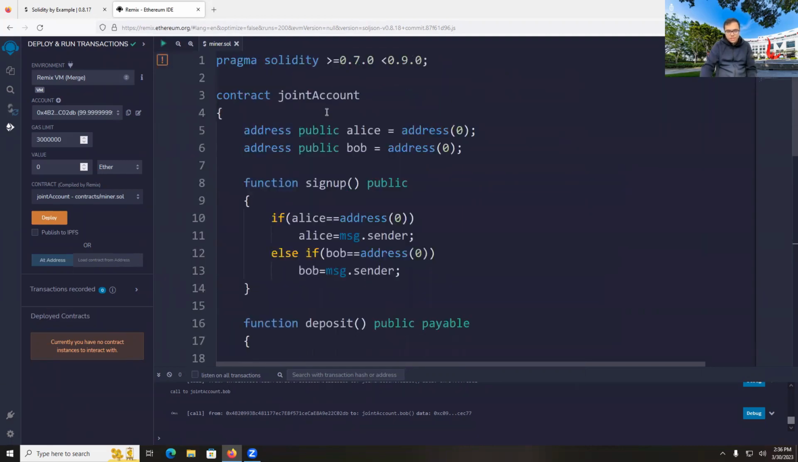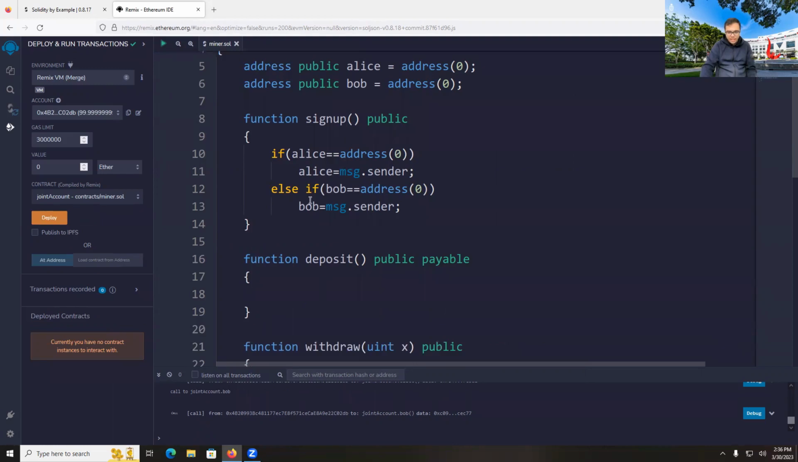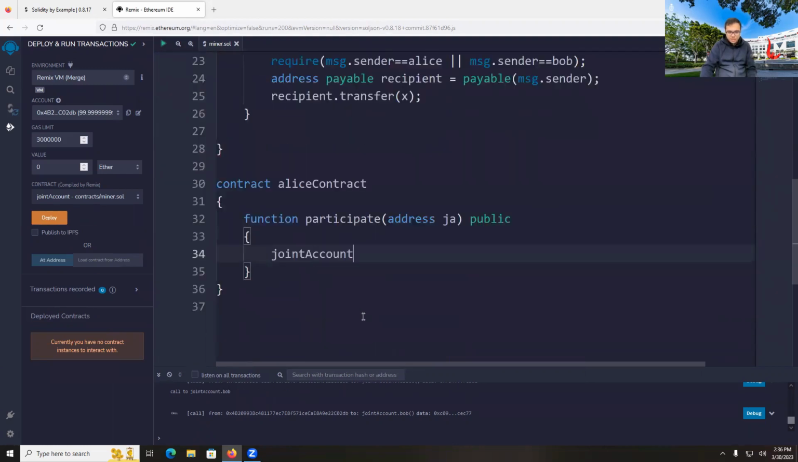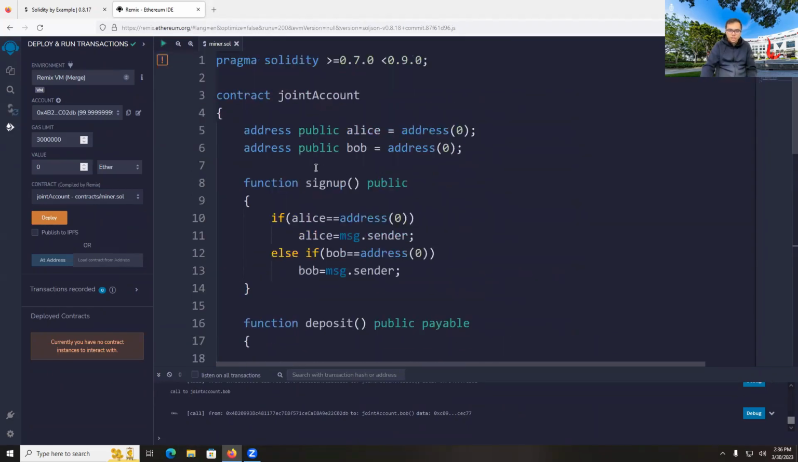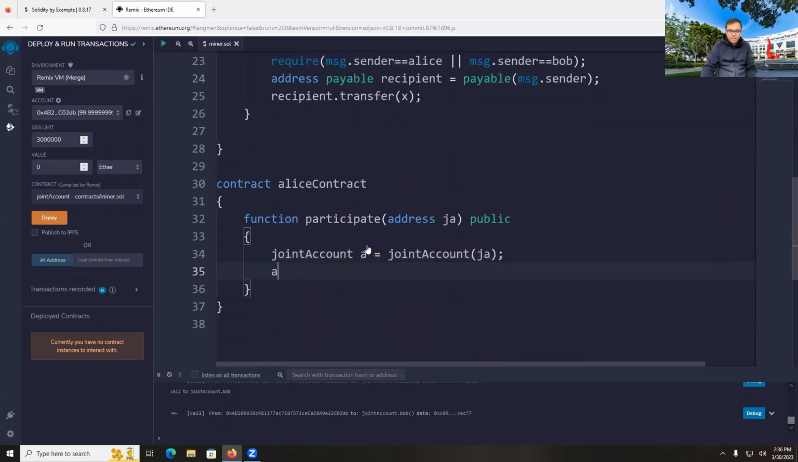So now how does this work? Well, I told you that the contracts here are pretty much like classes in Java. So if I have the code of joint account, I can just write something like this. Joint account, I don't know, let's call it A, is a joint account at this address. And then I can just call the functions. So I can say a.signup. Okay.